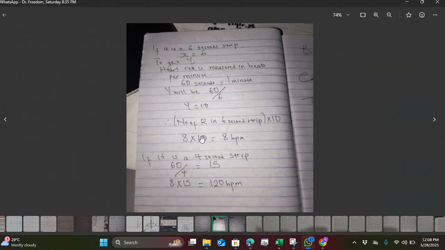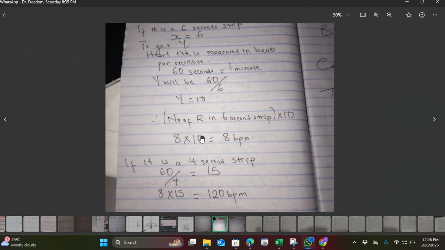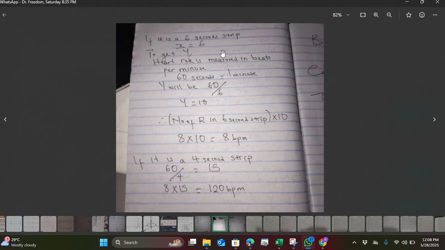Let's continue. So now I said that if it is a 6-second strip, as we got that time, X equals 6, and to get Y, as the heart rate is measured in beats per minute and 60 seconds make 1 minute, your Y is going to be 60 over 6.